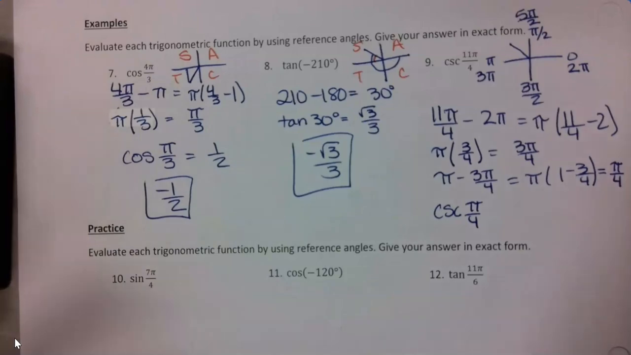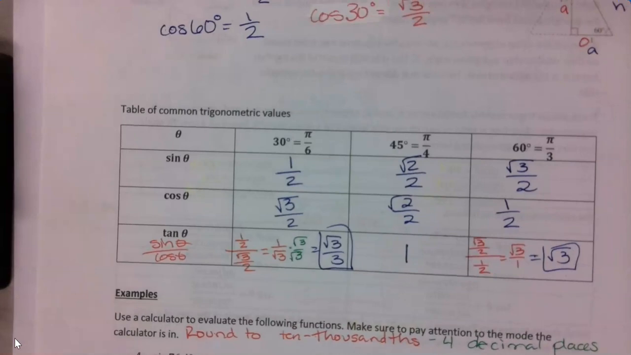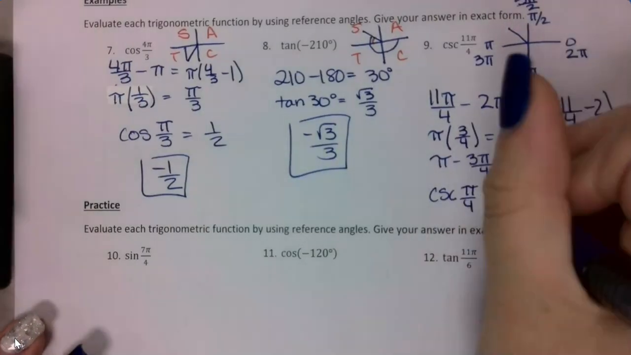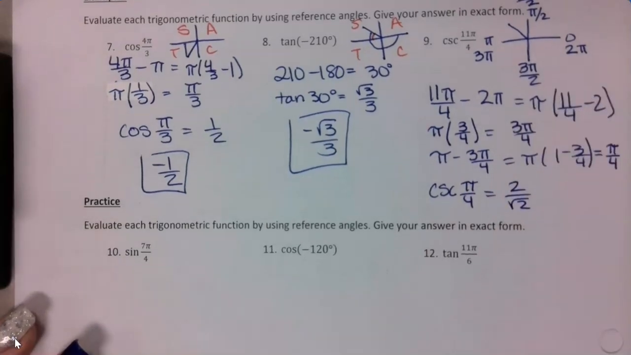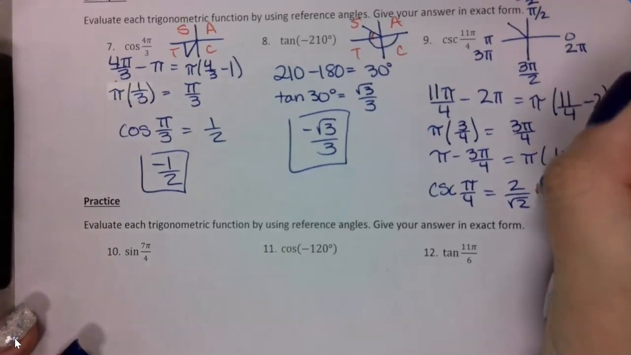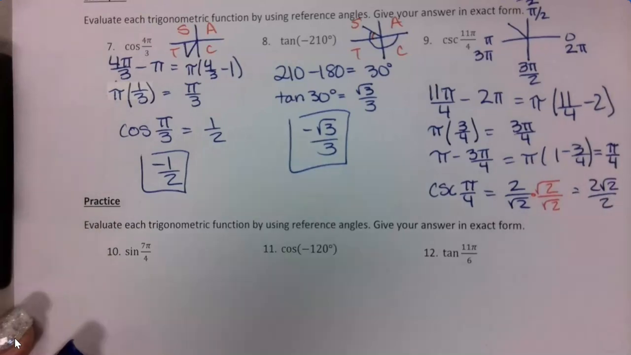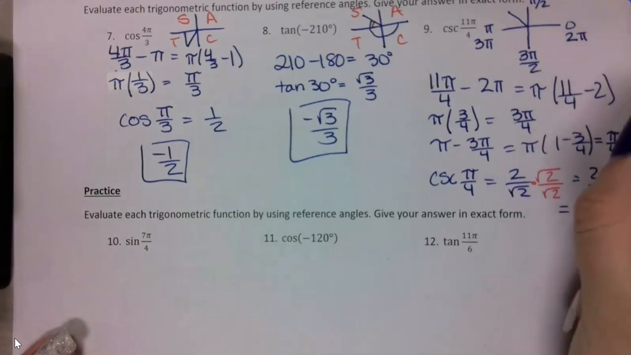Sine. So if I look back at this chart, I first want to find sine of pi fourths, which is square root of 2 over 2. Cosecant is going to flip that. So it's going to be 2 over square root of 2. So should I leave that square root of 2 on the bottom? I want to rationalize it. So I get 2 square root of 2 over 2. Should I leave it like that? It simplifies to just the square root of 2.